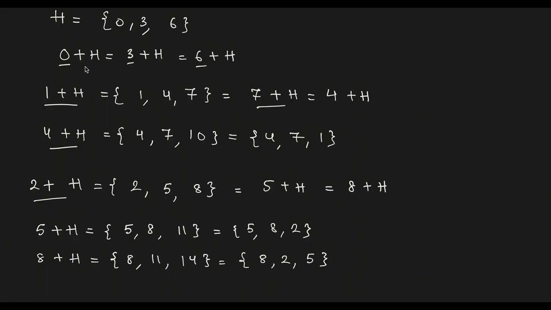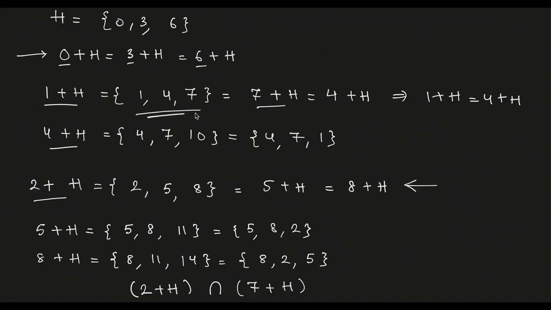So basically 0 plus H is equal to 3 plus H is equal to 6 plus H, and 1 plus H is equal to 4 plus H, and 2 plus H is equal to 5 plus H is equal to 8 plus H. So we can clearly see that two cosets are either equal or disjoint. I can see that 2 plus H intersection with 7 plus H: this is 147, this is 258. Clearly they are disjoint.